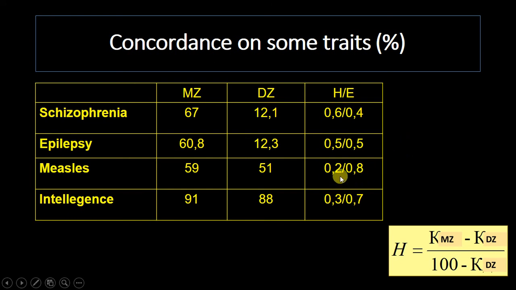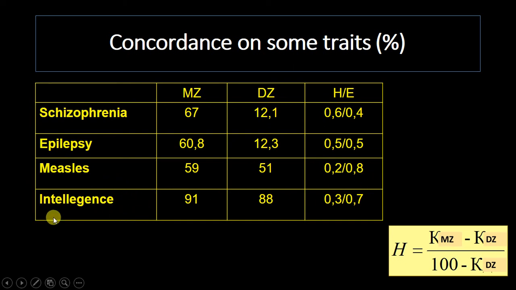Or another case, measles. Concordance of monozygotic twins is about 59%, and of the dizygotic twins 51%. And we can see that this trait or disease depends on environmental factors, and you know that for measles, the etiological factor is viruses.